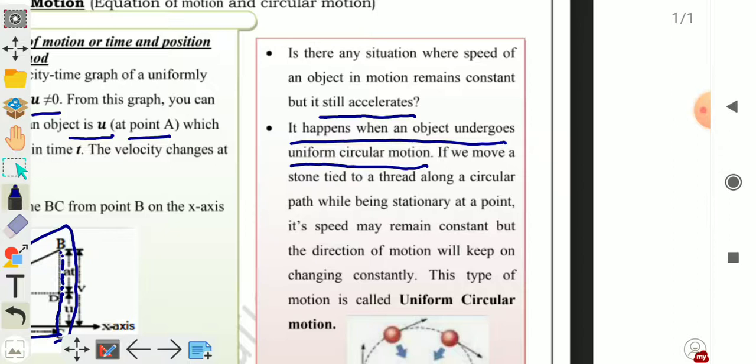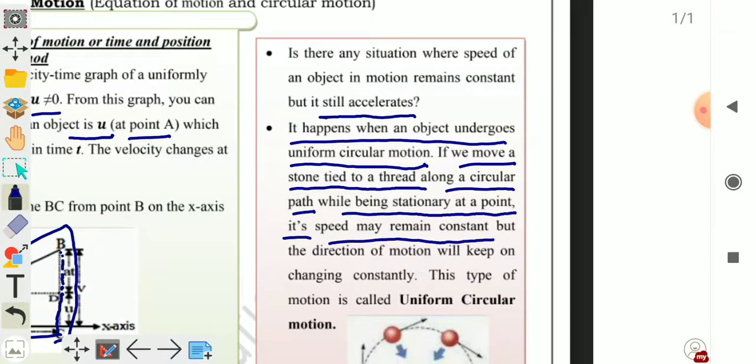When an object is in uniform circular motion, if we move a stone tied to a thread along a circular path while being stationary at a point, its speed may remain constant but the direction of motion will keep on changing constantly. When we tie a stone to a thread and whirl it around, its speed remains constant but the direction of motion will keep on changing.